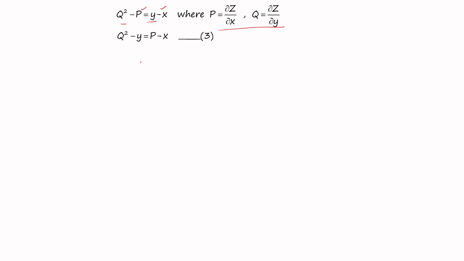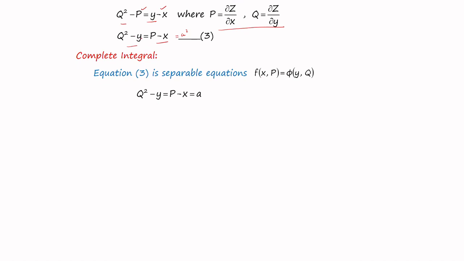After that you have to find the complete integral. Our problem asks for the complete integral, so you have to write that equation 3 is a separable equation. How will you find the complete integral? You have to take this to be some constant, a squared or a, whichever you like. Here y squared is not present, so you take a itself. If you take a squared, you get a square root here, so to avoid that, you equate each to this constant a.